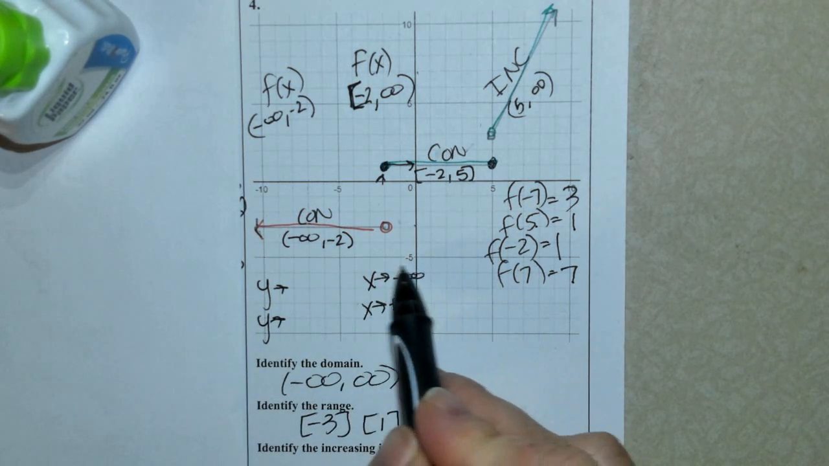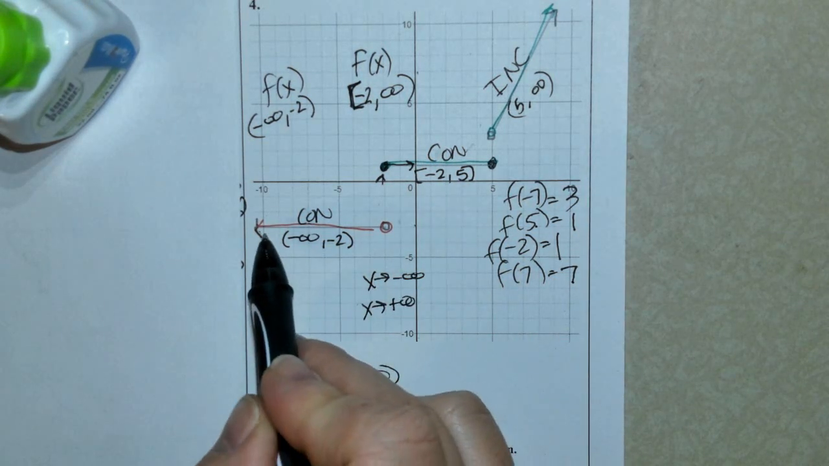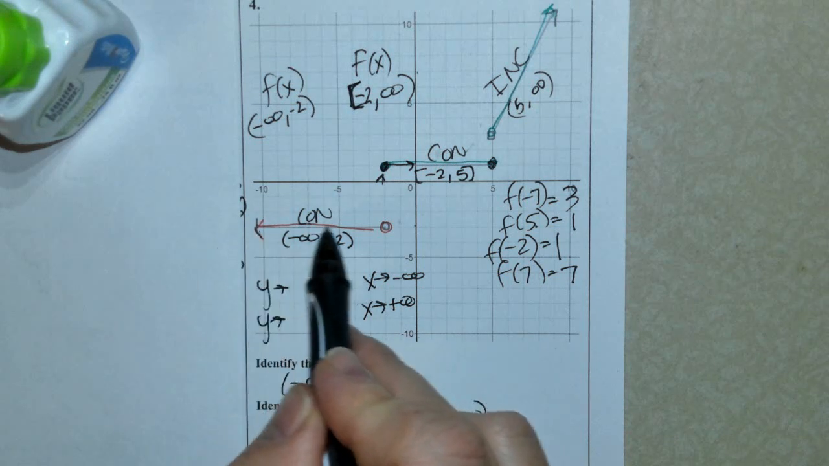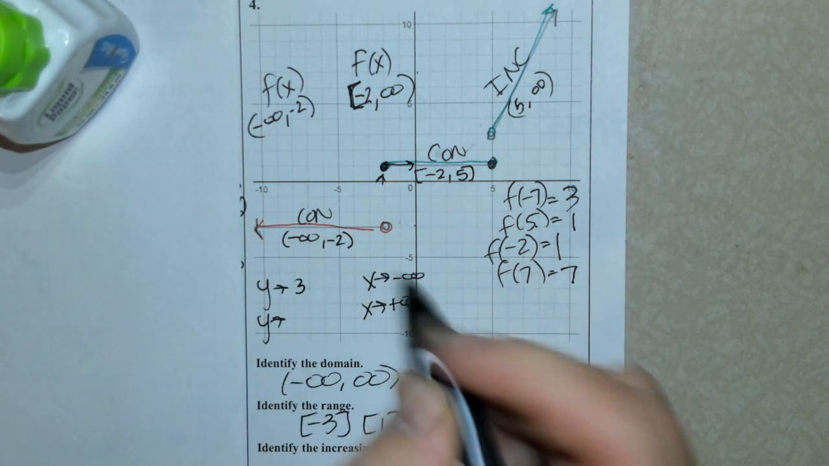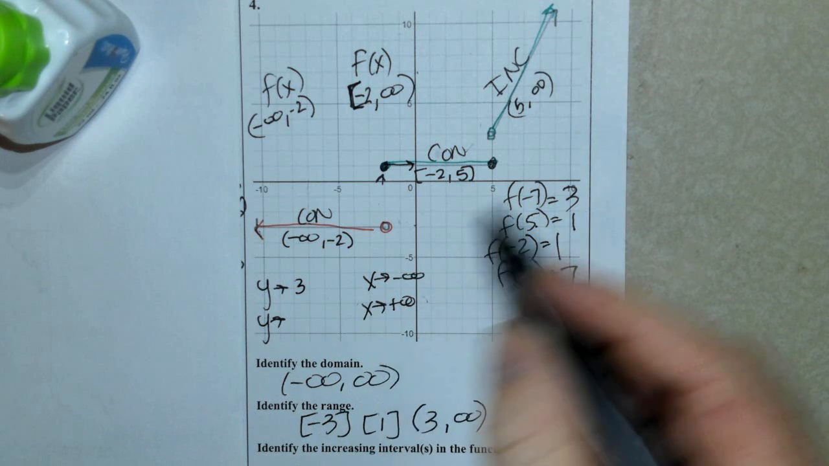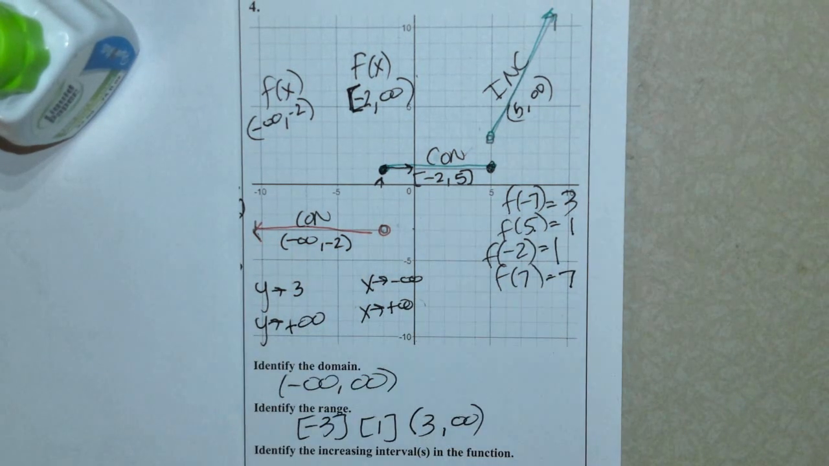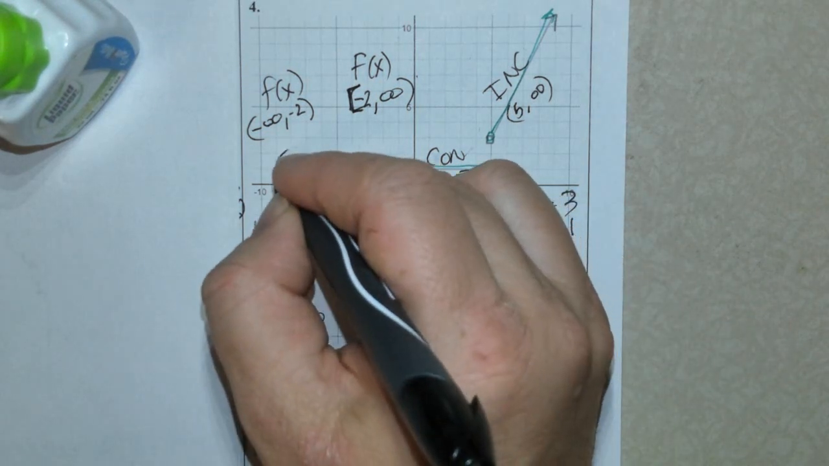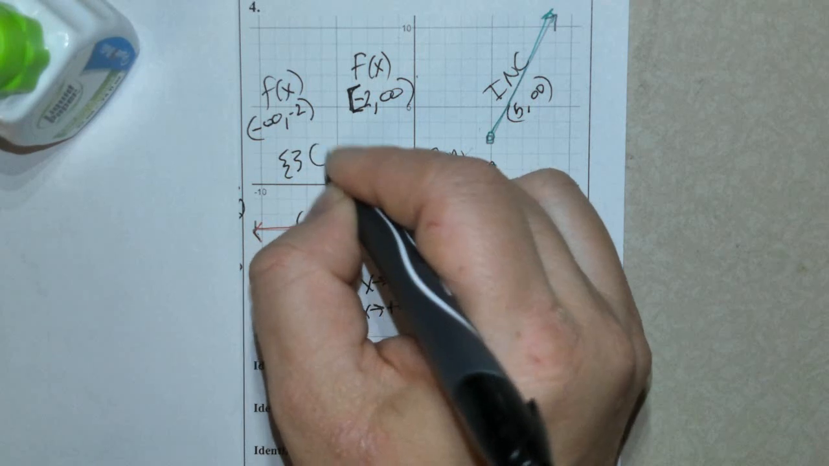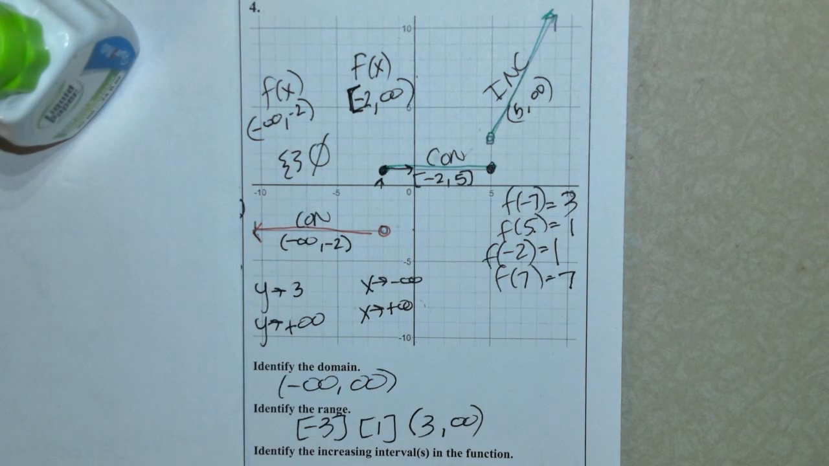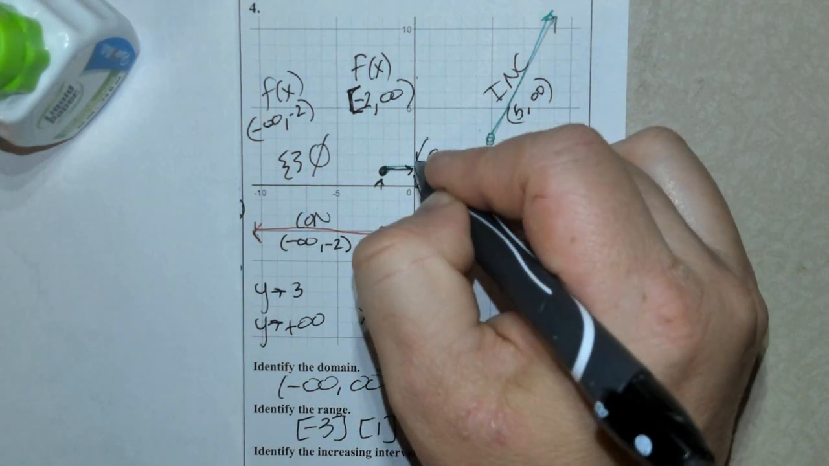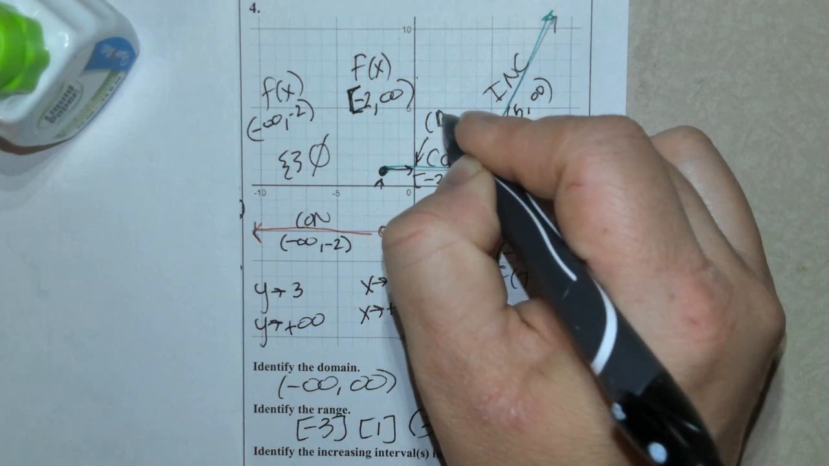As I go to the far left-hand side, I can see it's constant at this value of 3. As I go to the far right-hand side, I can see it is moving upward. Are there any x-intercepts? There are no x-intercepts again. I could write the empty set, a line through it, or I could put no x-intercepts. We do have a y-intercept of (0, 1).